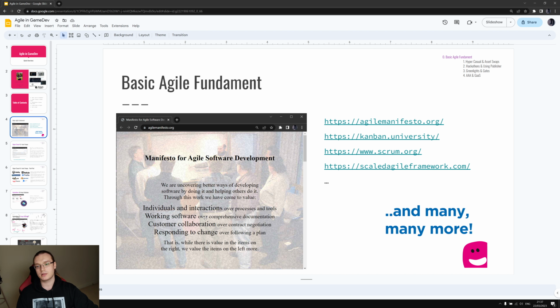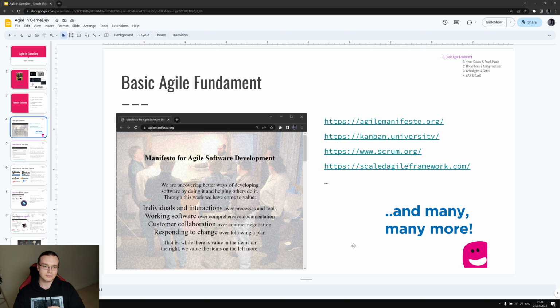Main principles: individuals and interactions are over processes and tools. Working software or game is more important than comprehensive documentation. Customer collaboration is more important than contract negotiation. Responding to change is more important than following a plan. So it depends on what exactly you are doing and how exactly you are doing it, but the Agile Manifesto says that these are the core principles that you need to value.